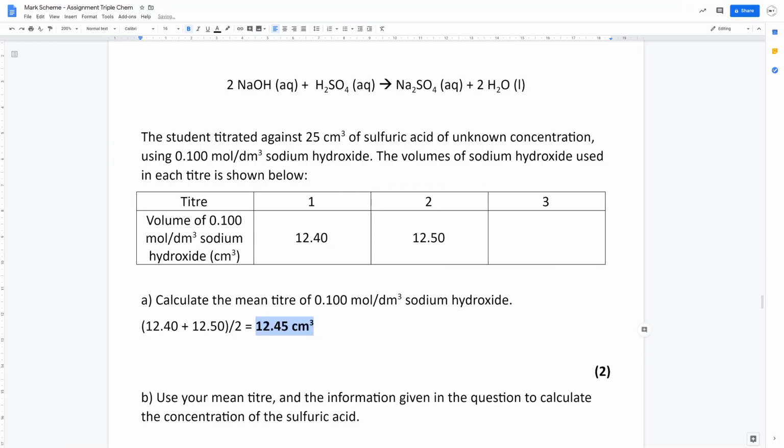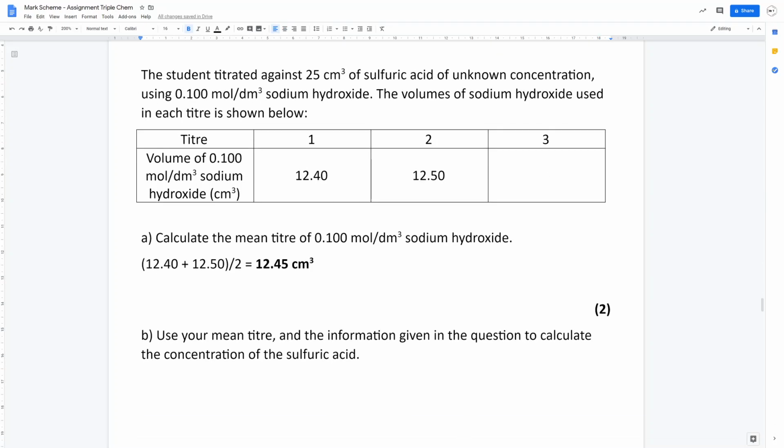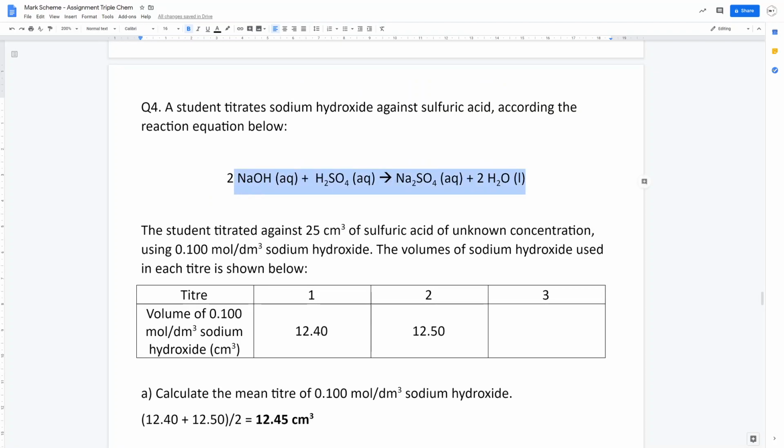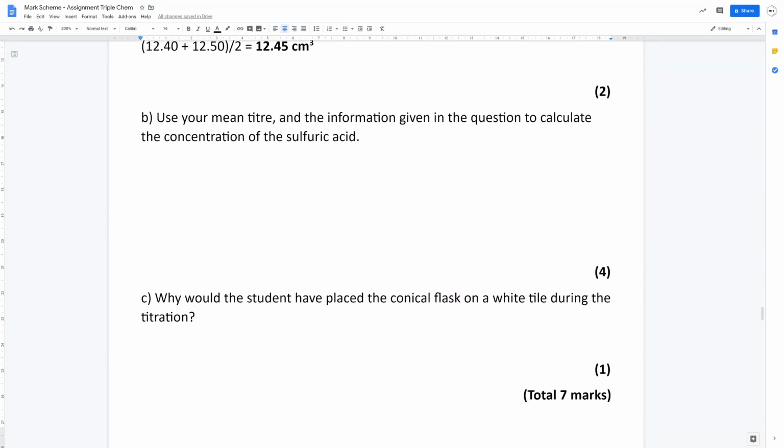Now how do you get the marks on this one? You get the first mark for excluding that anomaly that we removed, that non-concordant value, and then you get your second mark for getting the value of 12.45 there. Use your mean titer and the information given to calculate the concentration of sulfuric acid. And just to make this a bit clearer, I'm going to copy and paste this, and pop that there.